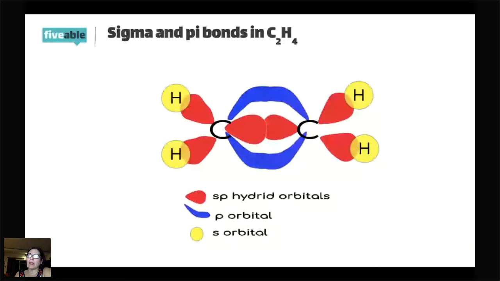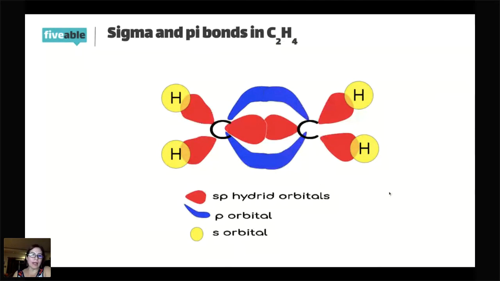No, right? It's not on the same plane. So this one is called the pi bond. We cannot form a pi bond without a sigma bond first. So that's why this is a double bond in C2H4. Does this make sense? I hope it does. Okay, let's move on.